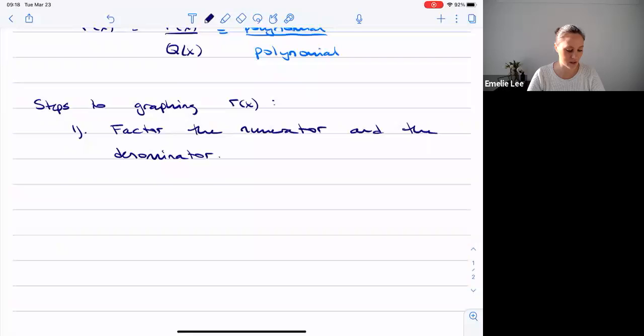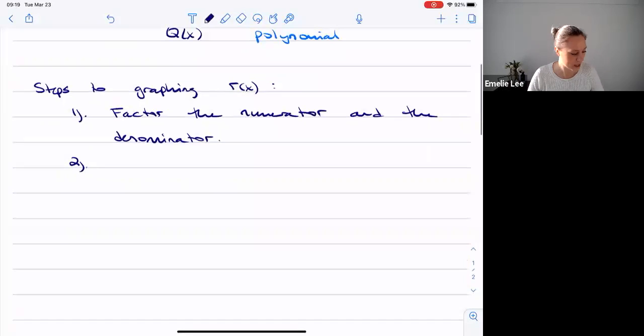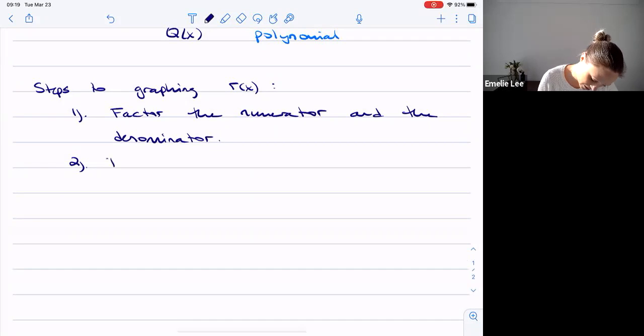If you have a look at some of the problems on the handout, some of those are already factored. So maybe to start, it's nice to have a look at those first and then build up to the factoring. Or maybe you feel strong in factoring already, then that's great. So the second step is to find the intercepts.